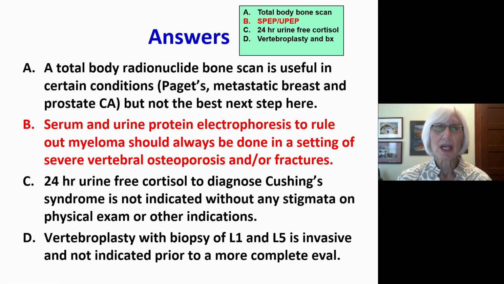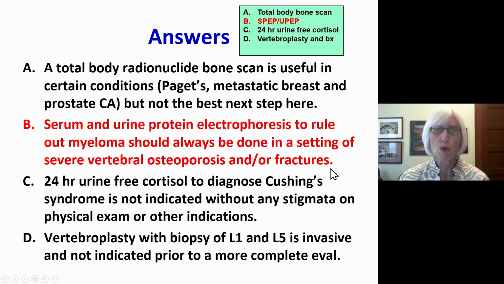So a total body radionuclide bone scan can be useful in certain conditions, such as Paget's disease of bone, metastatic breast and prostate cancer, but would not be the best step here, and in fact would light up at the fractures, but would not be taken up by the myeloma cells. Serum protein electrophoresis to rule out myeloma should always be done in a setting of severe vertebral osteoporosis and/or fractures.